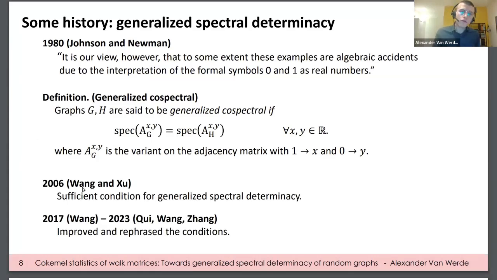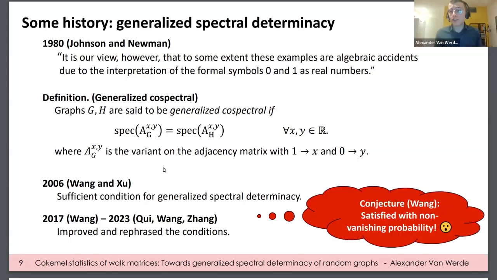In particular, Wang, together with some co-authors, found sufficient conditions for this notion of generalized spectral determinacy. So if I give you a graph, then you can use these sufficient conditions and possibly be able to prove that it is in fact determined by its generalized spectrum. So this solved one of the huge problems with the classical notion. And moreover, it has been conjectured, supported by numerical evidence, that these conditions are satisfied with non-vanishing probability. So if you recall what the situation was with the state of the art on just classical spectral determinacy, this would be quite significant progress. However, this also remains a conjecture.